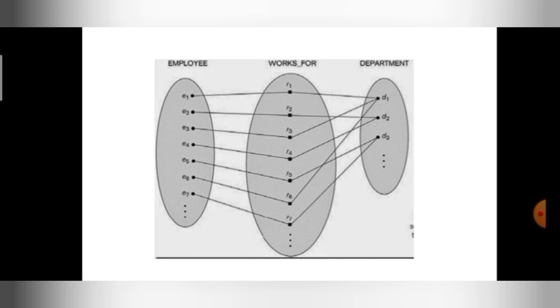Department is playing the role of an employer because department gives the job to employees. Hope you are understanding. Department is an employer. Employee entity is nothing but employees. Employees are offered a job by the department. Department is playing the role of an employer. Employee entity is playing the role of the employees.